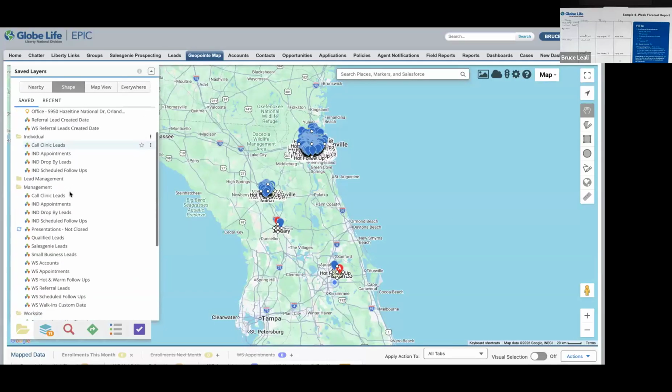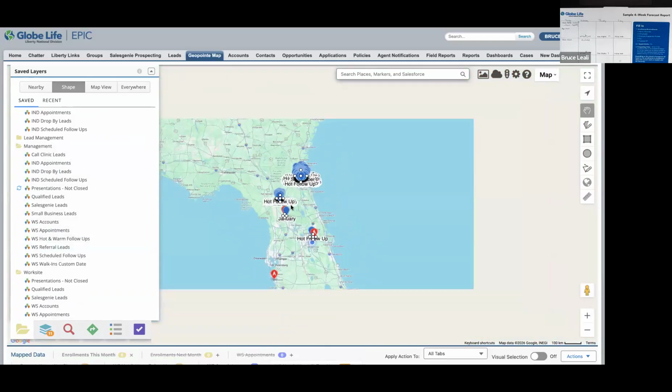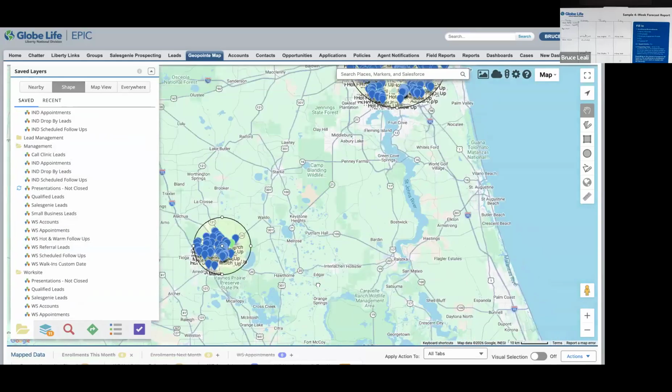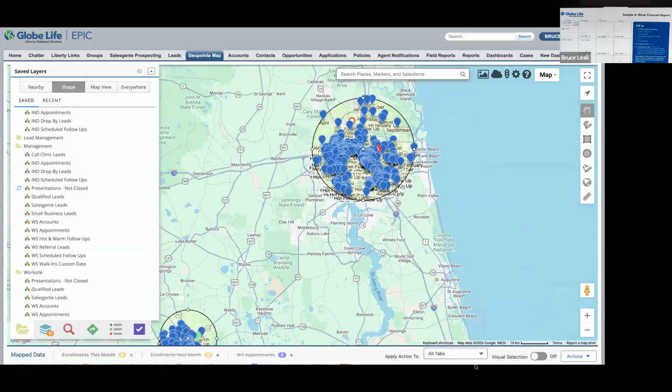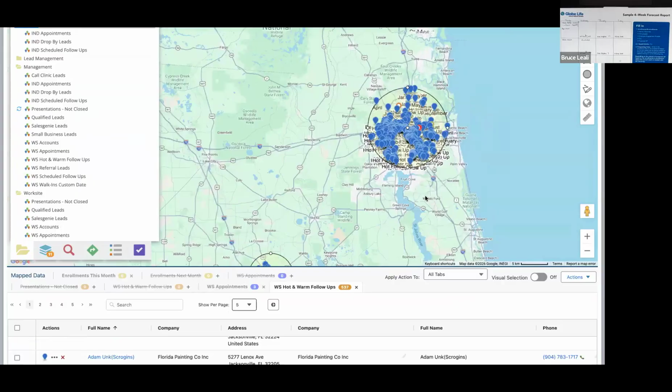Okay, so here's what you can do. Now, pay attention here, guys. This is important, right? So I'm going to my management folder, and what I did is I clicked on the worksite hot and warm leads, and this is what it populated. Look at all these hot leads right here. Got some hot leads, got some warm leads, a ton of opportunity. I'm going to scroll down because there's so many.